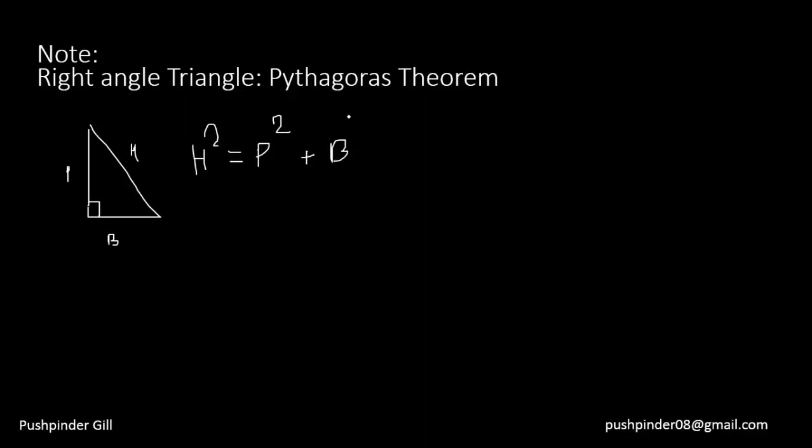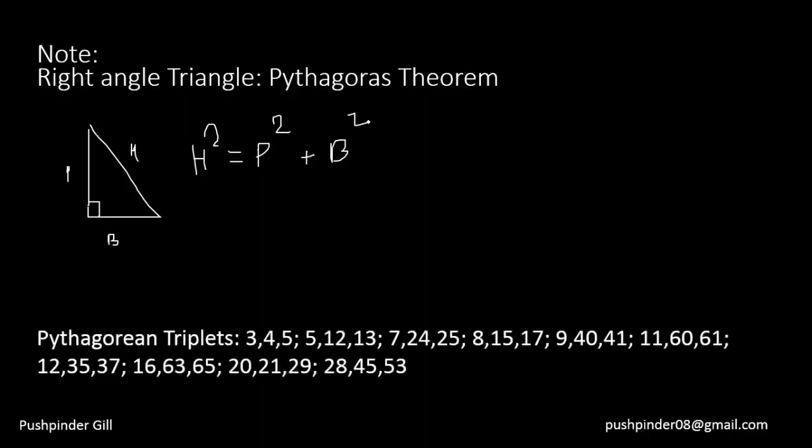Okay, I don't want to derive it right here, I just want to tell you that this is the Pythagoras theorem. Now, to keep your life easy, you can very well learn these Pythagorean triplets so that your calculations become easy. So 3 square plus 4 square is equal to 5 square. 5 square plus 12 square is equal to 13 square. 7 square plus 24 square is equal to 25 square. So these Pythagorean triplets will help you to make your calculations faster.